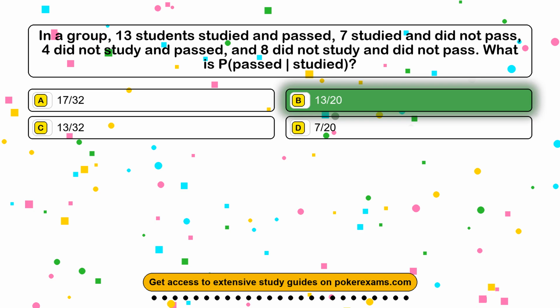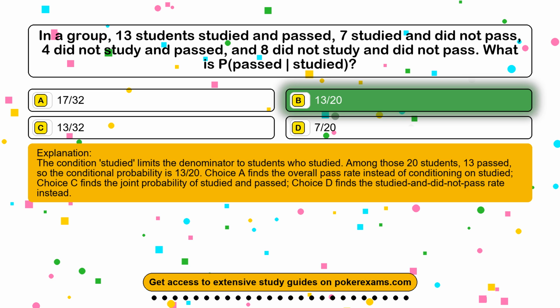The correct answer is option B, 13/20. The condition studied limits the denominator to students who studied. Among those 20 students, 13 passed, so the conditional probability is 13/20.